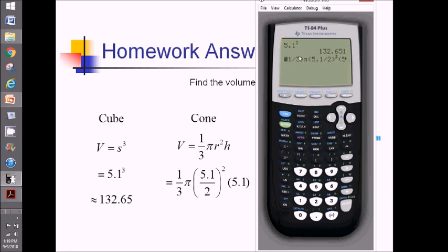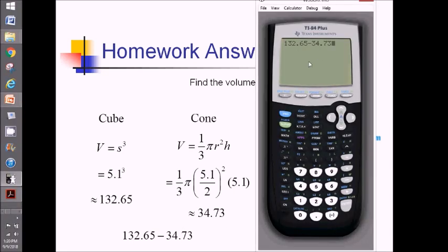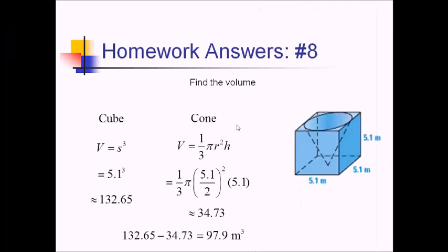So I've got my 1/3, I've got my pi, my 5.1 divided by 2 squared, and we're multiplying again by this 5.1 over here, giving us a grand total of about 34.73. And let's just subtract these now to get the volume of all the stuff that's not the cone inside that cube. Subtracting that out, I get about 97.9 if I round off to the nearest tenth, and that's going to be in cubic meters.